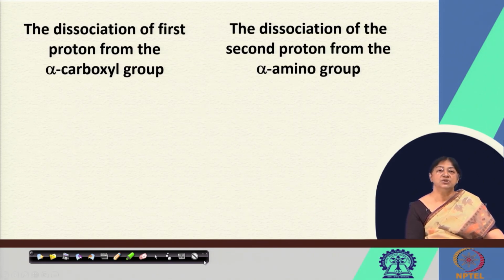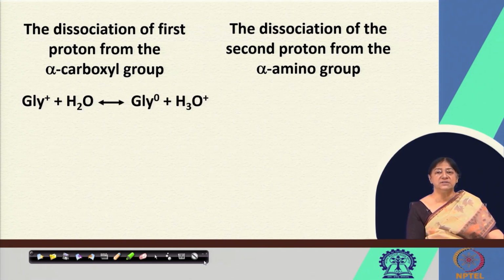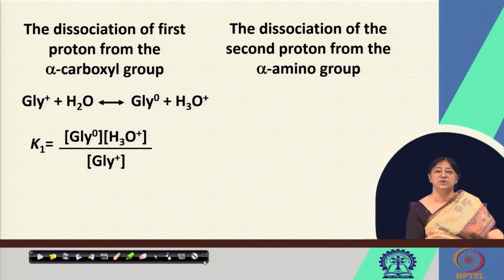We have the dissociation of the first proton from the alpha carboxyl group, followed by the dissociation of the second proton from the amino group, and this is common for all amino acids. If we look at the simplest amino acid, glycine, it has a plus charge. Where is this plus charge from? It is from the NH3 plus, because the COOH at the lower pH does not have a charge yet. As we have the loss of the first proton, the COOH loses its proton and becomes COO minus, forming the zwitterionic form.